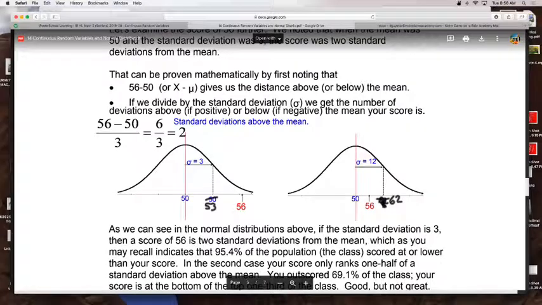So to summarize, what does a z-score tell us? It tells us that we can basically say the mean is always going to be at 0, and the standard deviation is always going to be at 1, and a z-score is going to tell us how many standard deviations above or below the mean we are. So if the z-score is 2, we're 2 standard deviations above the mean. If the z-score is -1, we're 1 standard deviation below the mean.